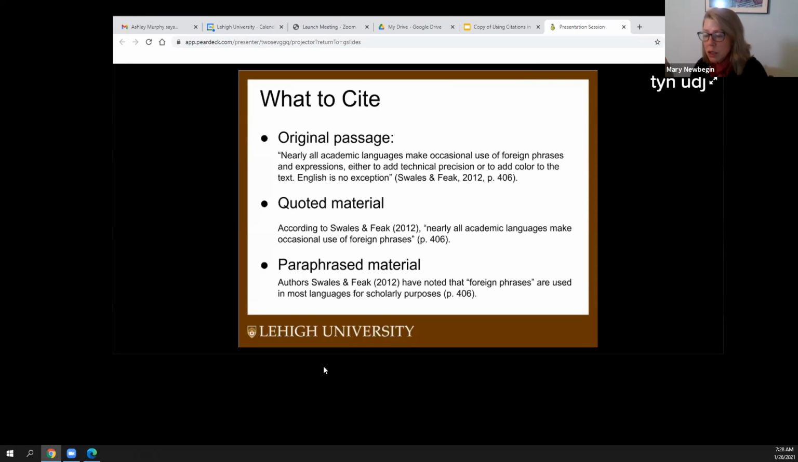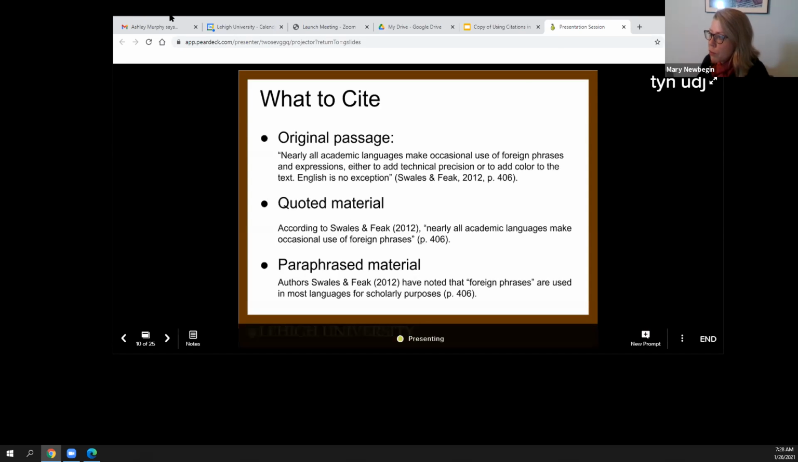Now here I have a direct quote from the textbook, so I had to enclose the whole thing in quotation marks. Now this is a point that's very important. Any direct phraseology, anything that you've taken directly from the source, must be in quotation marks. So I'll read this, and then I'm going to mute my mic so that you can look at the quoted and the paraphrased material in the next two. Nearly all academic languages make occasional use of foreign phrases and expressions, either to add technical precision or to add color to the text. English is no exception. All right, now take a moment and read the other two.